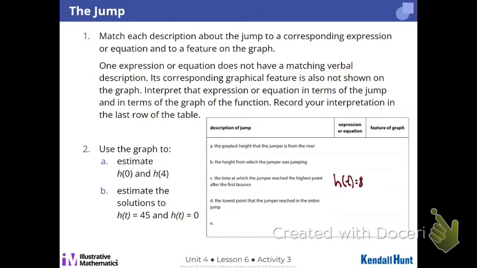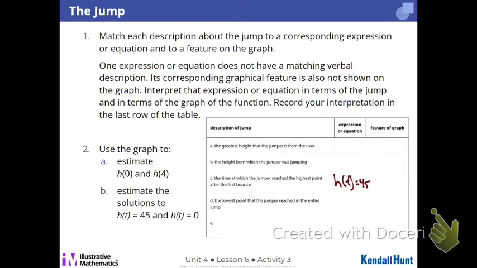H of T equals 80. So this is saying, at what time do they get to the 80, right? It's 45. Not the highest point after the jump. So this is after it bounced back up once. This is looking nice. I'm going to make that even look nicer, 45.